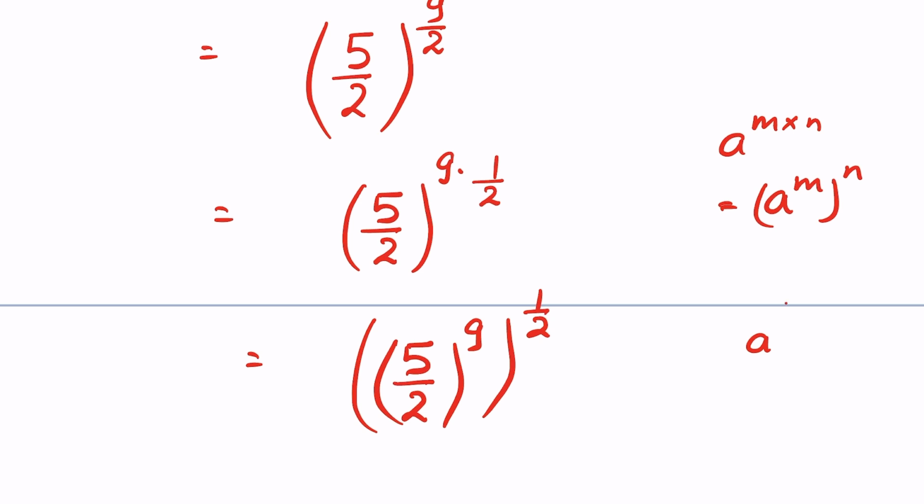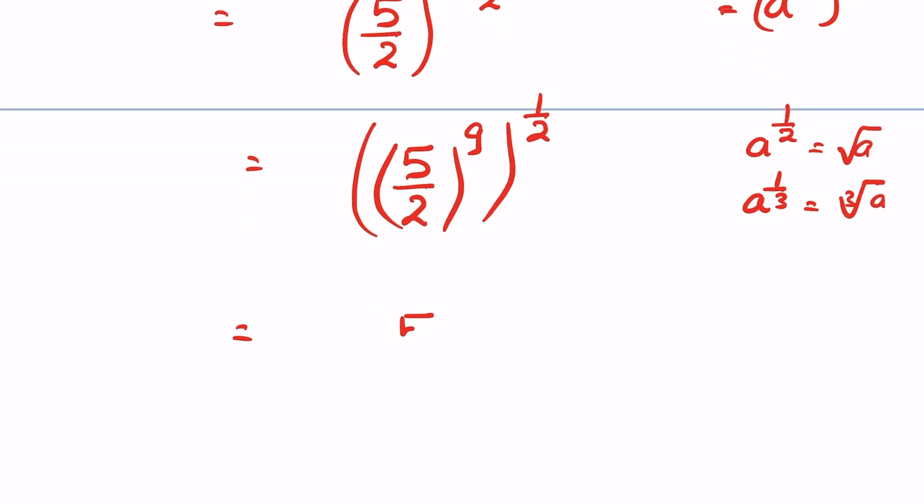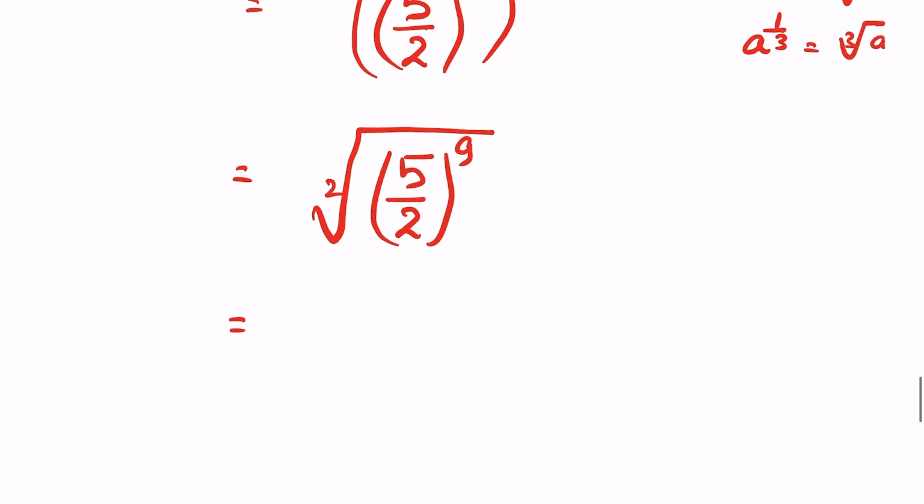When a is raised to the power of 1/2, it means a is under a square root. When a is raised to the power of 1/3, it means a is under a cube root. So this we can write as the square root of (5/2)^9. Now (5/2)^9.